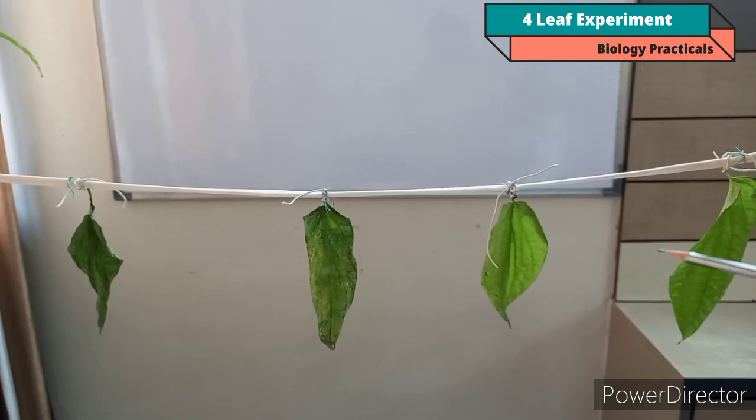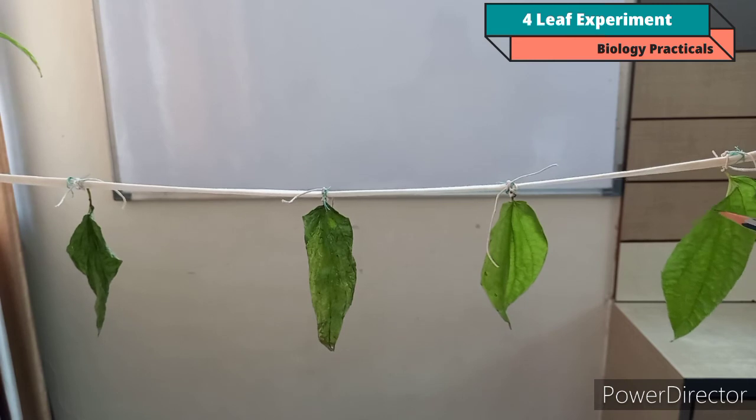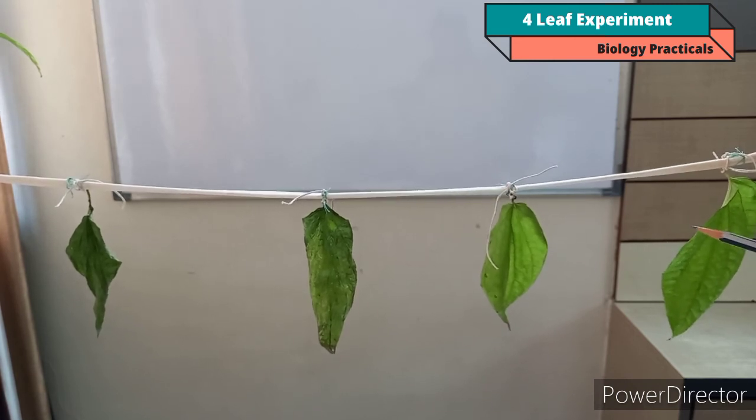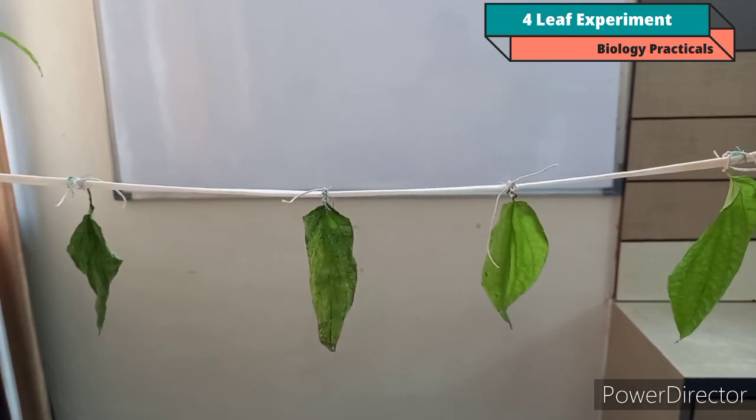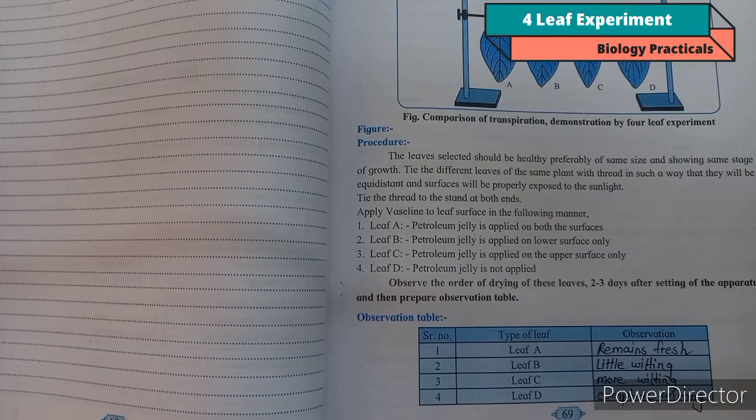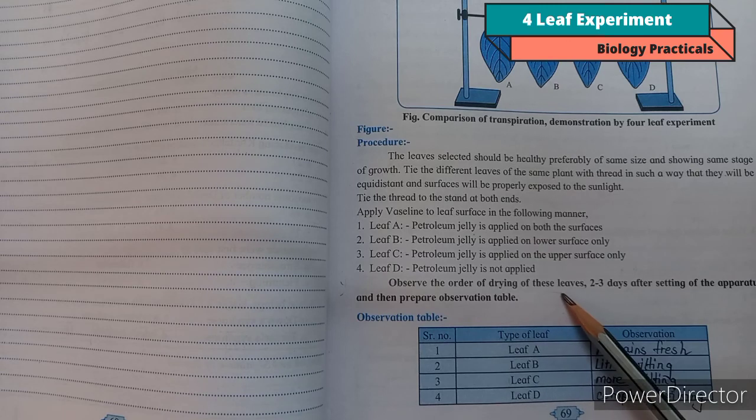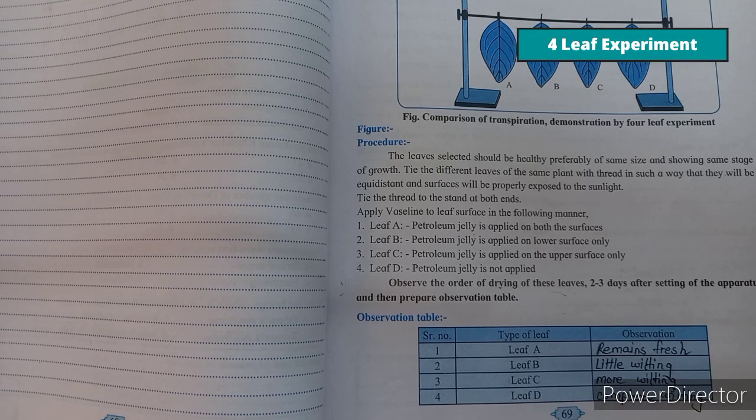So in this way we have done the comparative study of the rate of transpiration from the upper and lower surface of the leaf by conducting the 4-leaf experiment. After the experiment, you have to observe the order of drying of the leaves and record your observation. Here you can see leaf A remains fresh, leaf B little wilting, leaf C more wilting, and leaf D complete wilting. So this is all about our experiment.